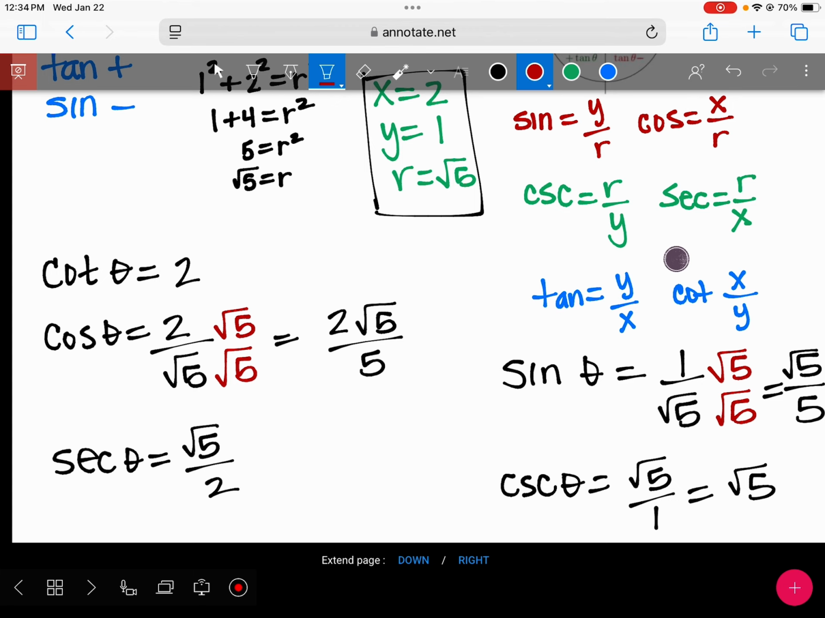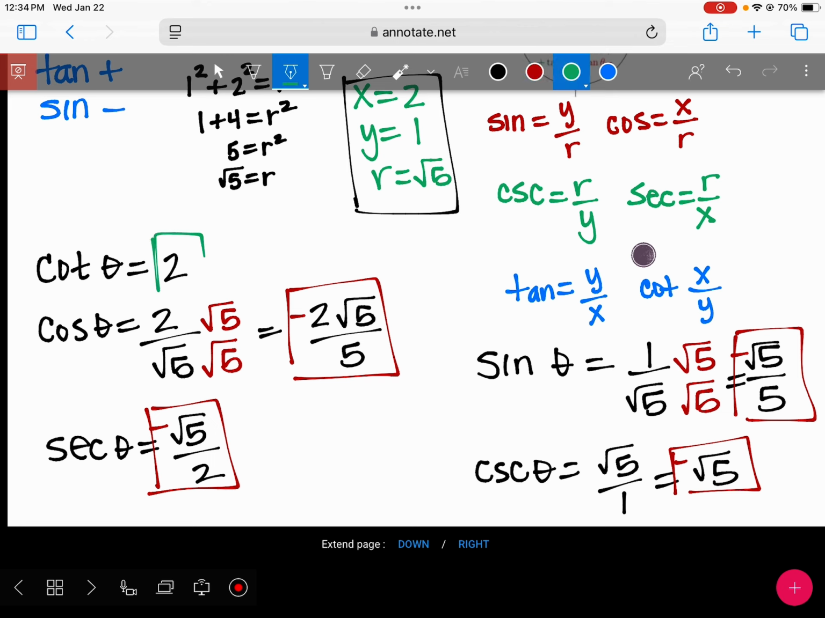So the last thing I'm going to do is go back and put a negative with all of these. So this is negative. This is negative. This is negative. And that is negative. And we're going to leave the cotangent positive because that's the only thing positive in quadrant 3.